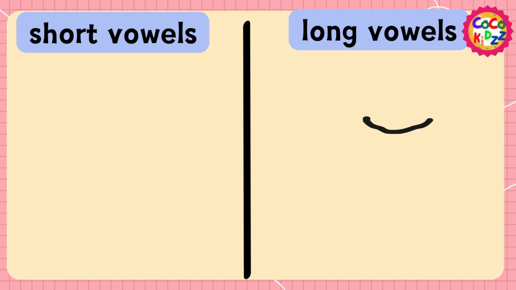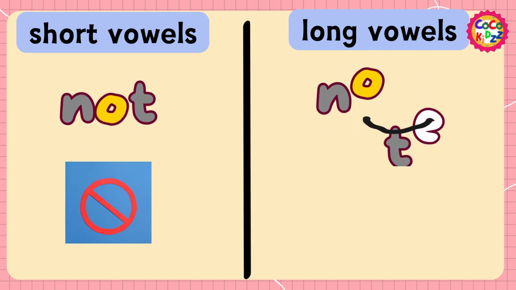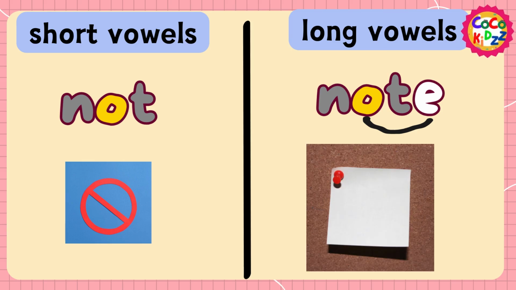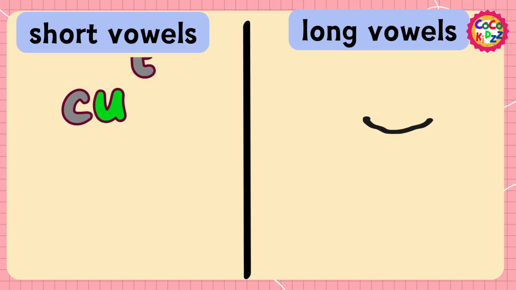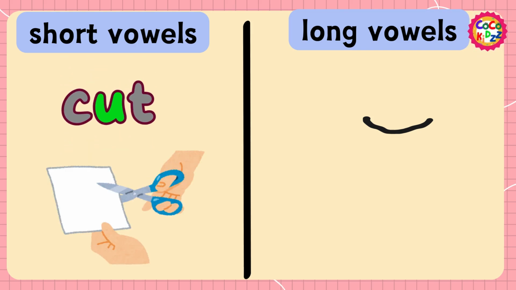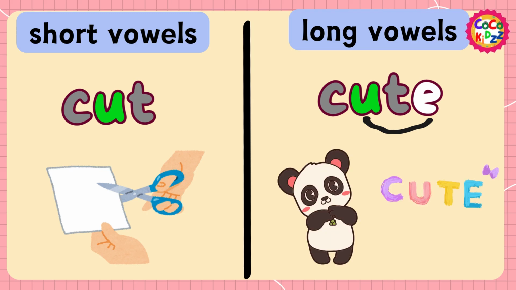Short vowel n, o, t, not. Long vowel n, o, t, e, note. Short vowel c, u, t, cut. Long vowel c, u, t, e, cute.